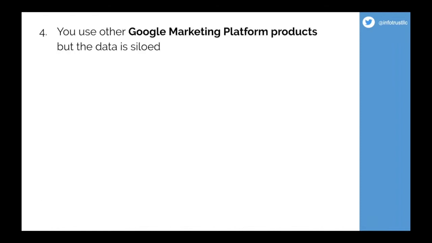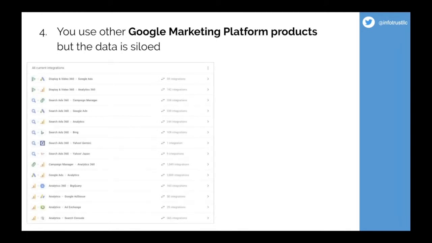The next one is you use other Google Marketing Platform products, but the data is siloed. Think back to the DoubleClick products. Those have actually all been renamed. I think I mentioned Display and Video 360, Google Ads 360, Google Search 360, or I think it's just Google Ads and then Google Search 360. There's a number of these integrations that are available once you hop up to Analytics 360. This is an actual screenshot of the current integrations between the GMP products, and this is just some of them, not all of them.